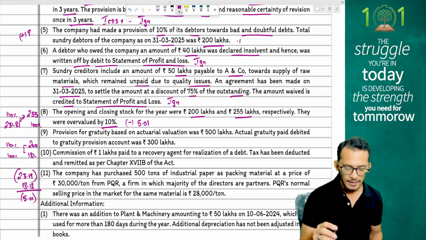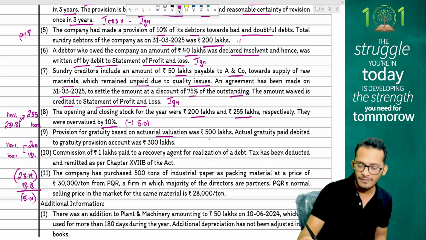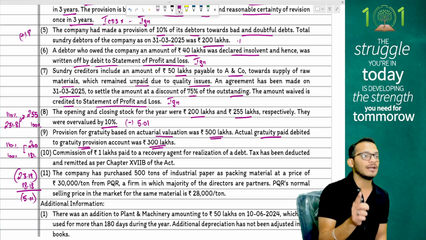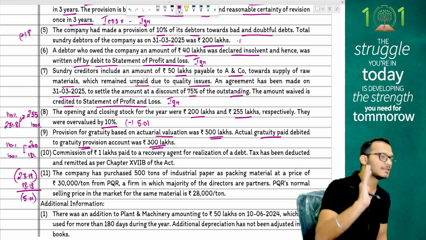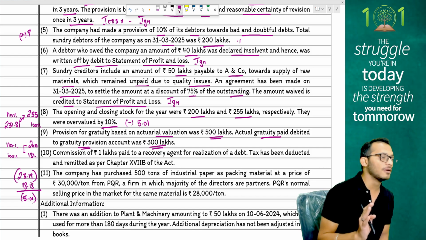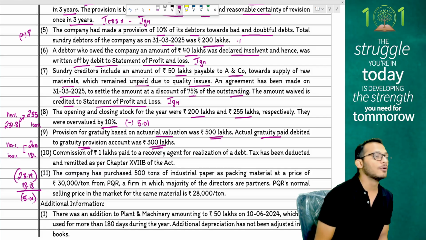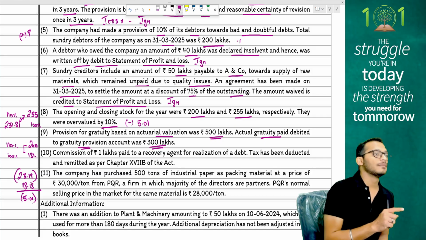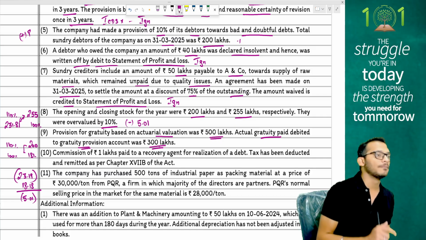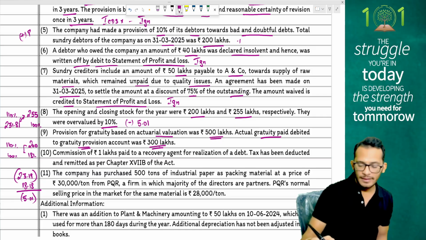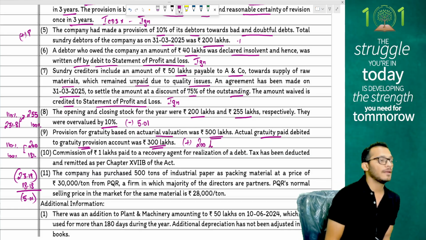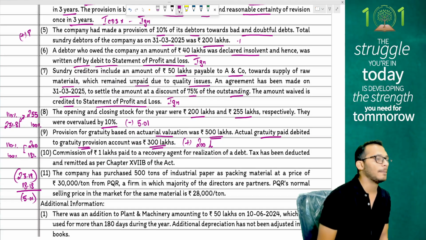Yes or no? Next, provision for gratuity based on actual valuation is 500 lakhs. Actual gratuity which is paid to the fund is 300 lakhs. Now see people, I have done actual valuation, which means the provision is certain. But the problem is this is covered under section 40A(7), and therefore I can only allow actual payments. I have claimed 500, I can only claim 300, therefore I should disallow. Therefore I will disallow 200 lakhs. Yes sir.